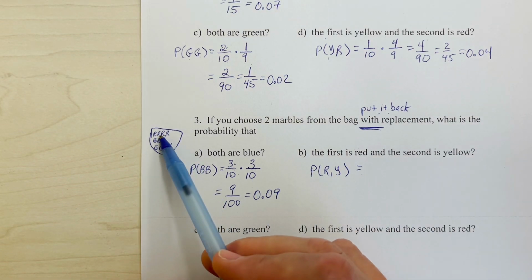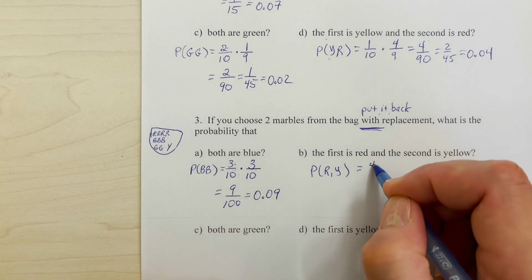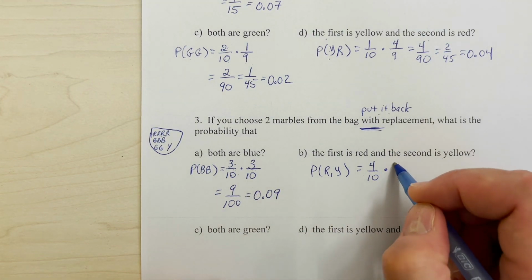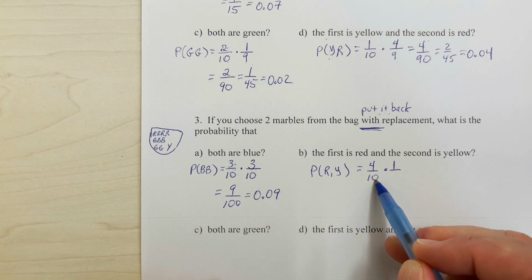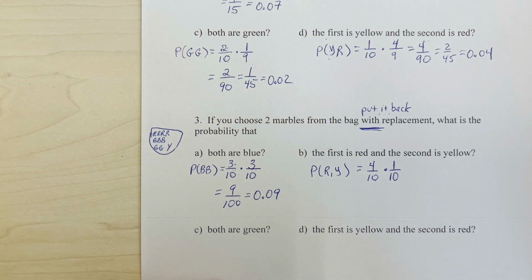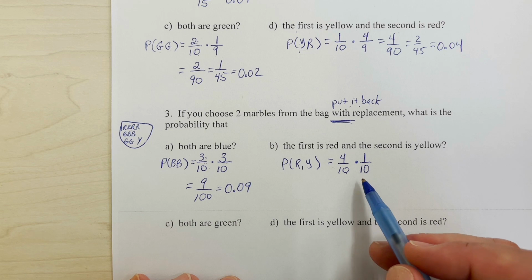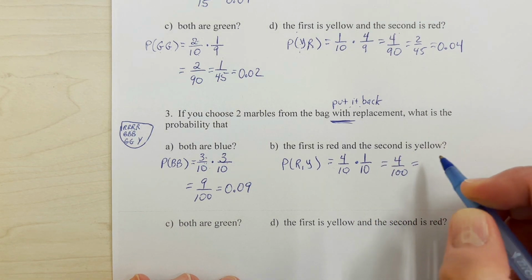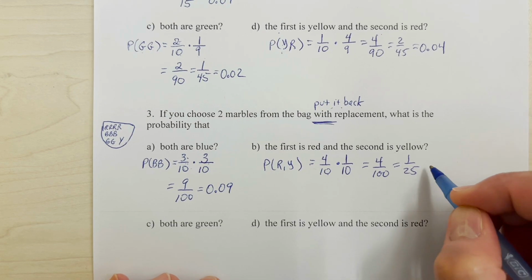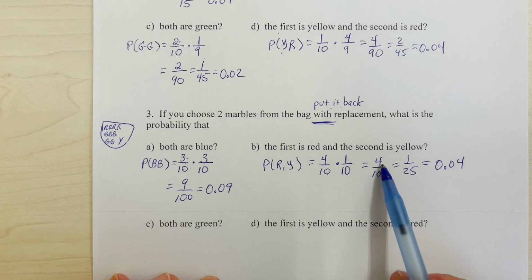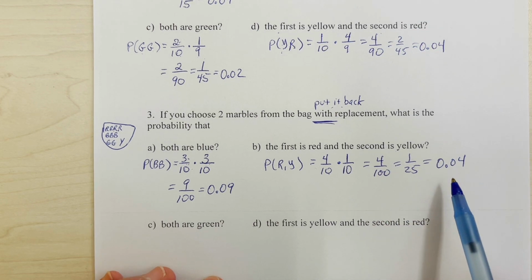Well, red marbles, the probability is 4 out of 10. Yellows, we have 1 yellow. Remember, we already replaced our first marble, so there are again 10 to choose from. So these denominators will stay the same. 4 over 100, you could actually reduce that to 1 out of 25 or 0.04. Okay, 4 out of 100 is 0.04.